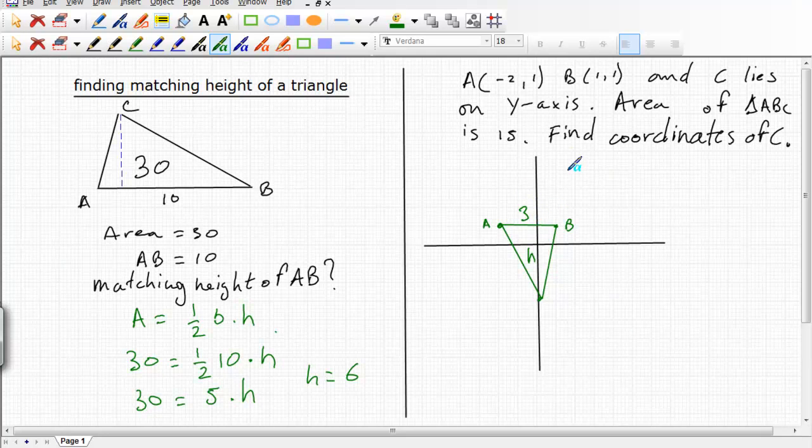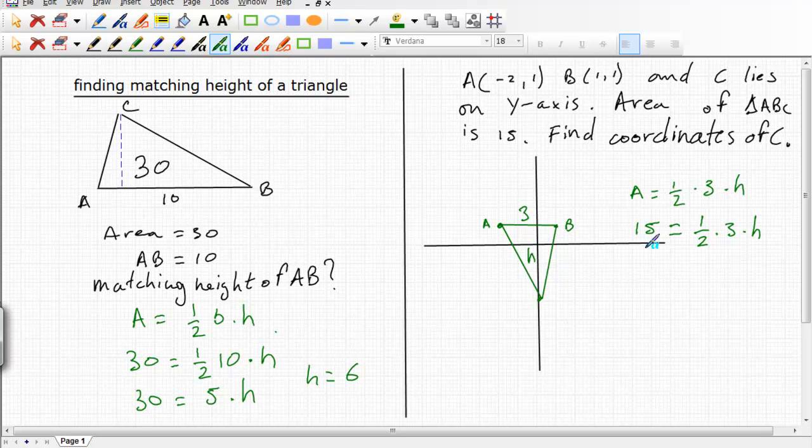I now have a way of expressing the area of all of these possible triangles. The area of all of the triangles that we can have in this way is going to be 1/2 the base, which is 3, times the height. And I happen to know that we're looking at the triangle for which the area is 15. So 15 equals 1/2 times 3 times h.